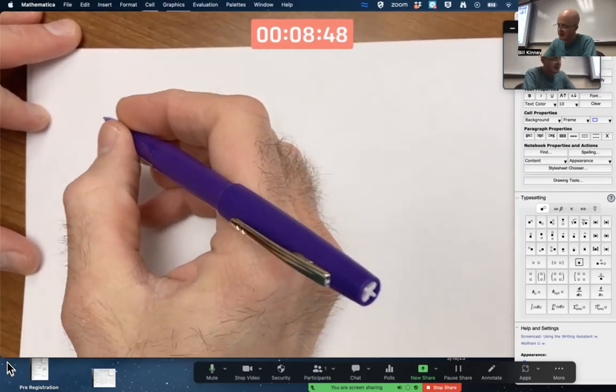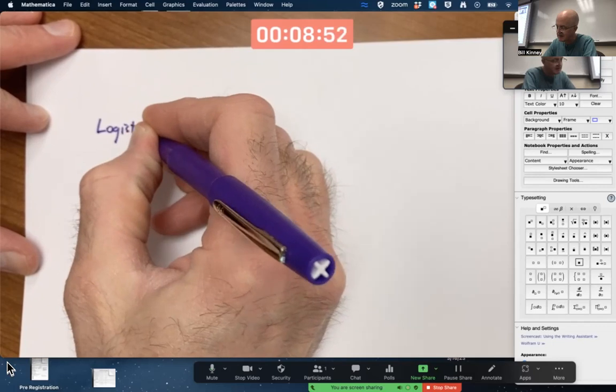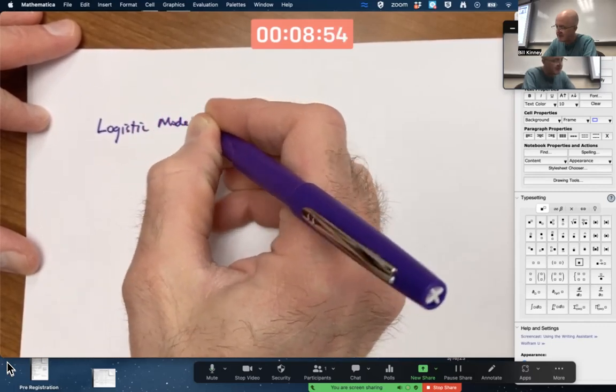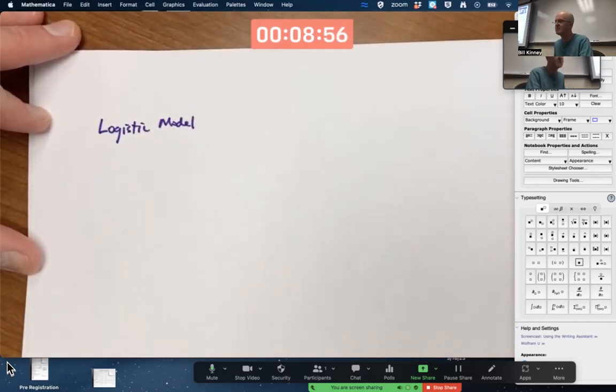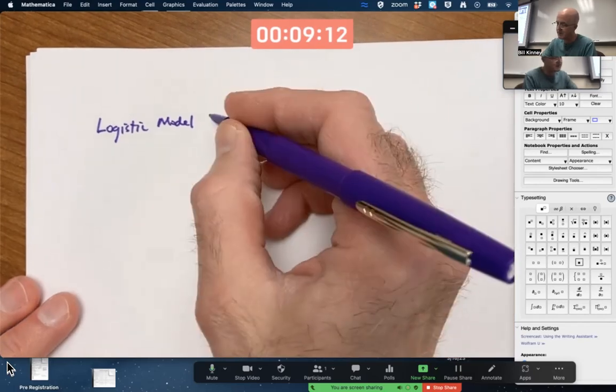Our first of two models today is going to be something called the logistic model. Now, wait a minute. Didn't we discuss the logistic model before? Yes, we did. We were talking about the logistic model before in the context of iterating functions, and that was where we were discussing the period doubling route to chaos and that kind of thing. But this is different. This is the logistic model for differential equations.